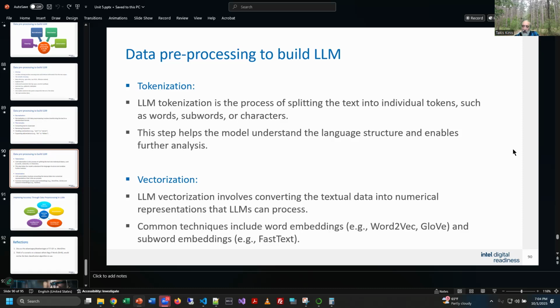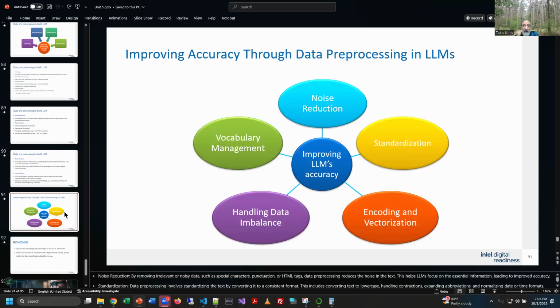And in other cases, and we know we can do this in Python coding, we can take words and break them into individual letters, for various purposes. It says this helps the model understand the language structure and enables further analysis. Absolutely. Then there's the vectorization. Of course, that's taking the text info and turning it into numerical data that we can process with our large language models. It says common techniques include word embeddings, like Word2Vec and GloVe, and subword embeddings such as FastText. We haven't really talked about those a lot, but that's stuff that's on the table.